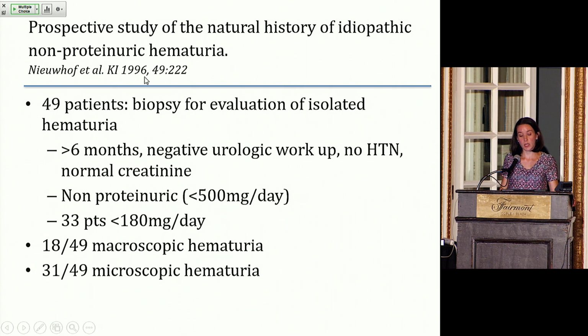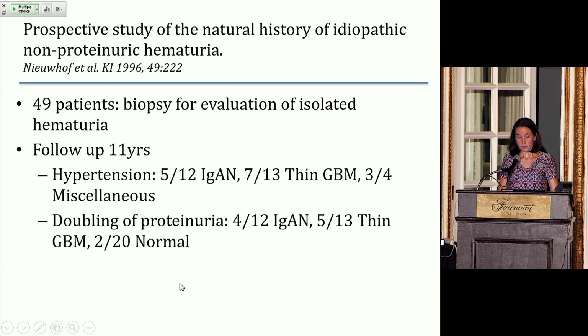This is a follow-up study of 49 patients who underwent biopsy, and they were found to have hematuria for more than 6 months with an otherwise negative workup. About 18 out of 49 of them had macroscopic, but the majority had microscopic hematuria. And at 11-year follow-up, of those that had IgA, only 5 out of 12 developed hypertension.